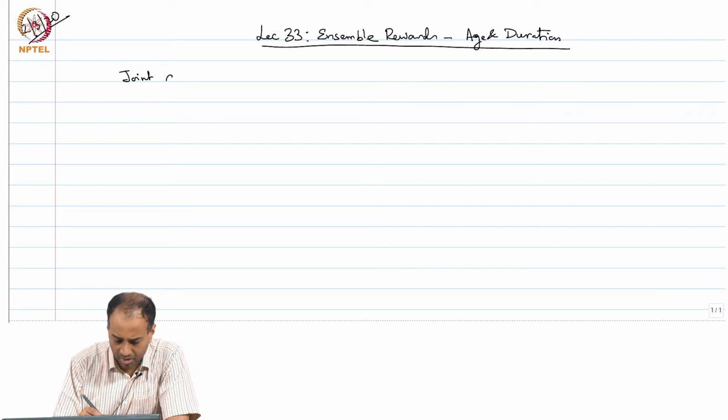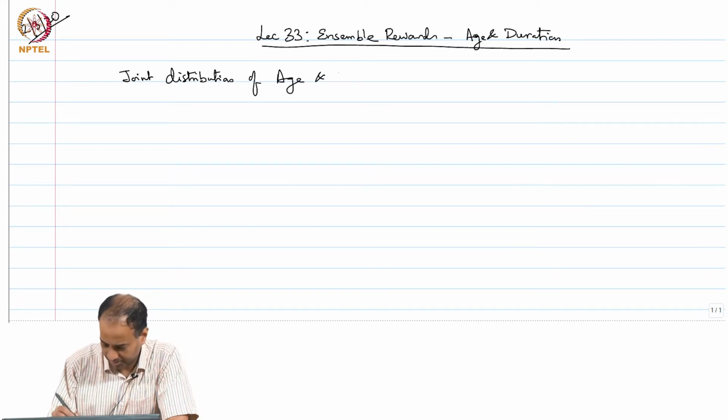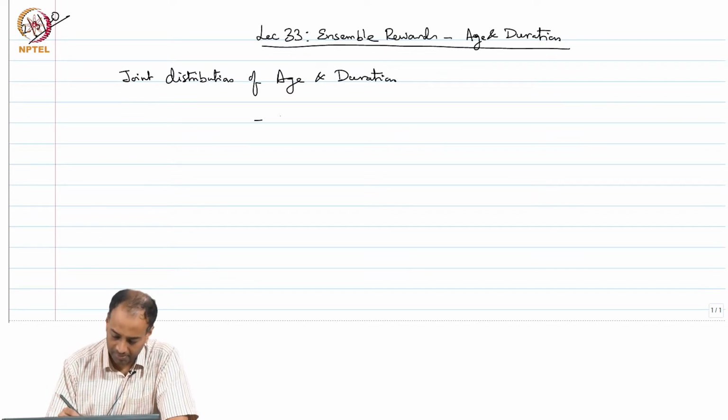Right. So, in this lecture we will derive the joint distribution of age and duration, all right, and we will do it for the arithmetic case and non-arithmetic case separately.